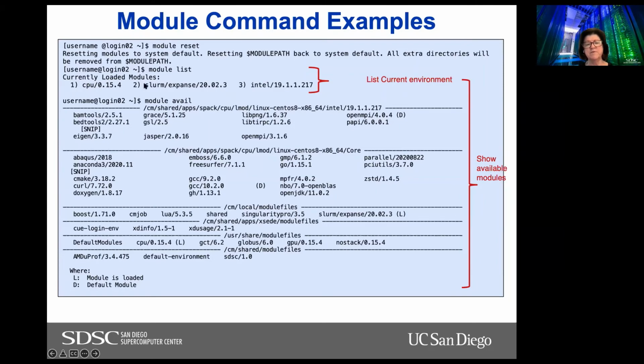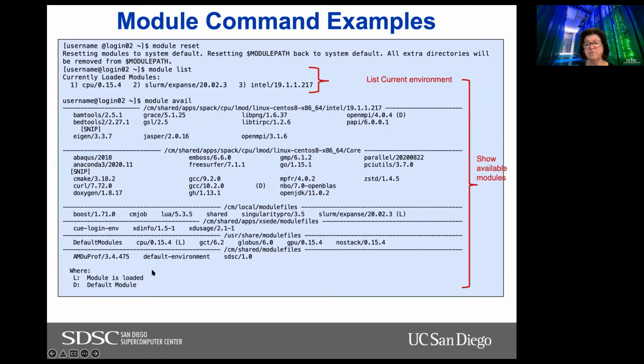I'm on a CPU, I'm running Slurm for Expanse version 20.02.3, and I have the Intel compiler loaded in version 19.1.1.217. And then what modules are available, because I have these 3 packages. I have a lot. This is often longer than what you're seeing. I have Spack, I have Jasper, GCC compiler, Parallel. So I have a lot of options for different packages.